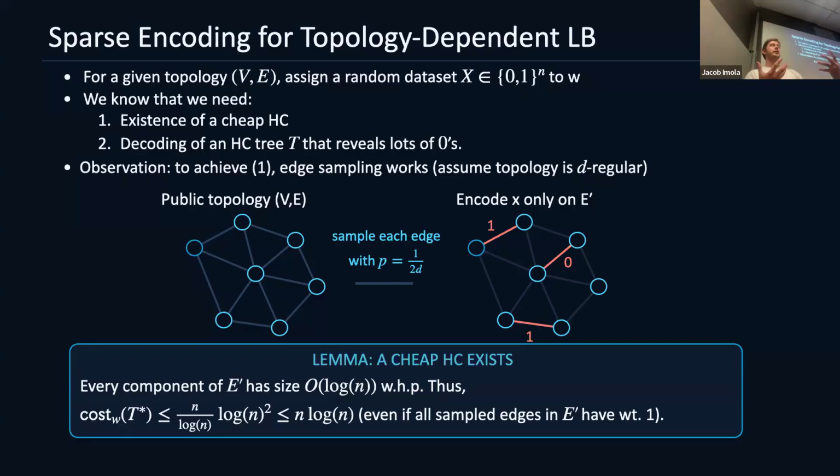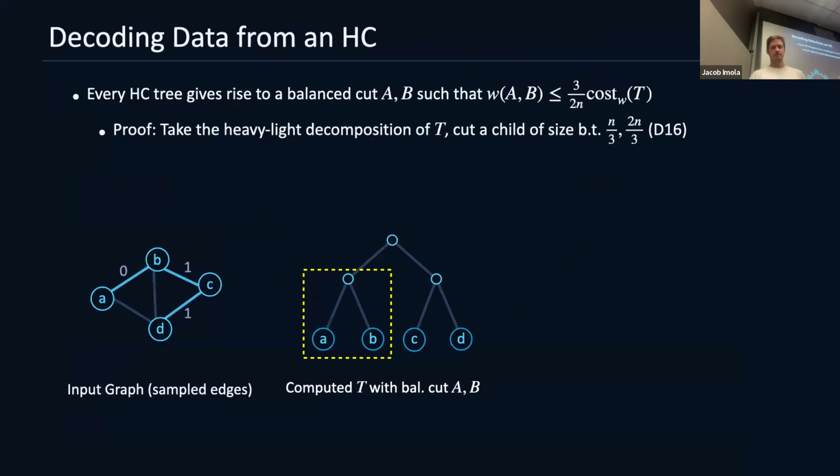So clustering a bunch of connected components of size log n is very cheap. It's just n over log n times log squared of n. And so the clustering cost of this encoding is going to be n log n. So that is enough to give us a cheap hierarchical clustering.